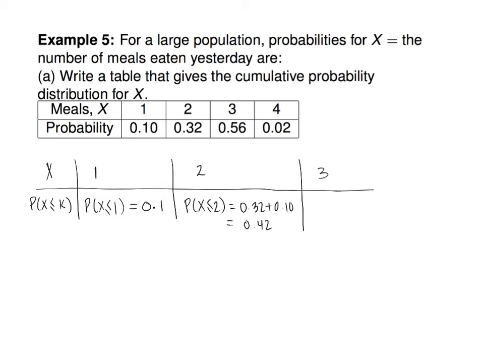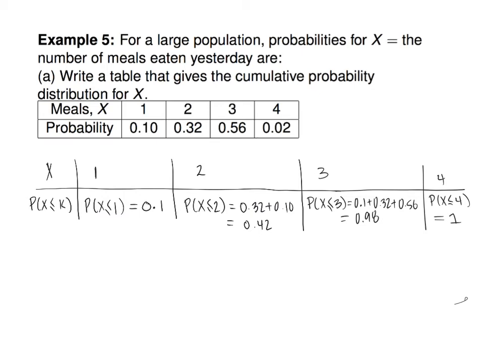And then for 3, we're finding the probability that x is less than or equal to 3. Well, that's 0.1 plus 0.32 plus 0.56. It's the chances that somebody ate 3 or fewer meals. They ate either 1, 2, or 3. That adds up to 0.98. And for 4, the probability that x is less than or equal to 4, you'd add up all the values in that table, and that's equal to 1.